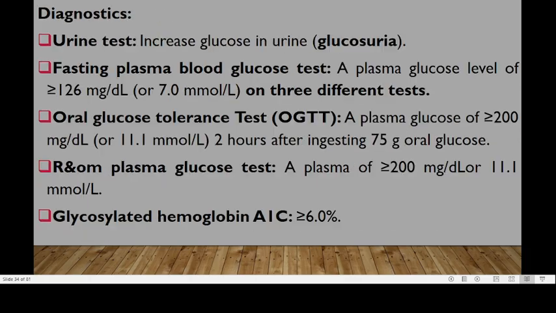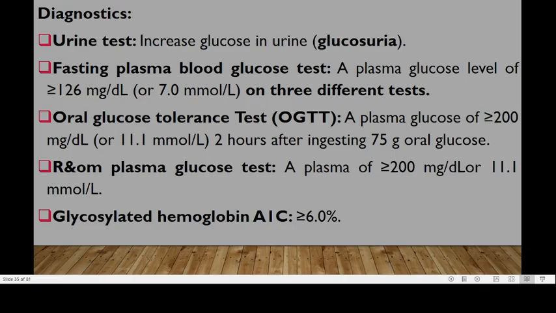hinder the healing process. In terms of diagnostics of diabetes in this category, we could do a urine test, which will show an increase in glucose in the urine, commonly referred to as glycosuria. We could also look at the fasting plasma blood glucose test. A plasma glucose level of more than 126 milligrams per deciliter or 7 millimoles per liter on 3 different occasions could be suggestive of DM.